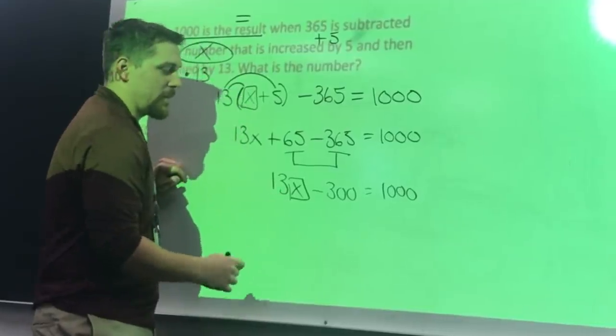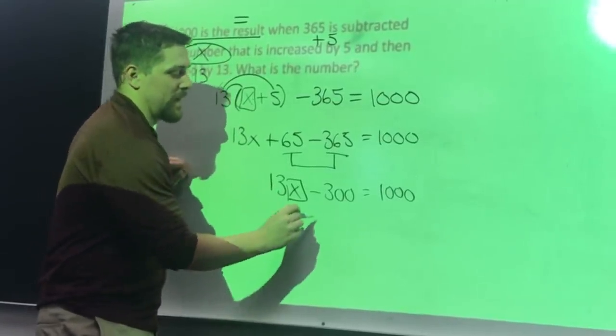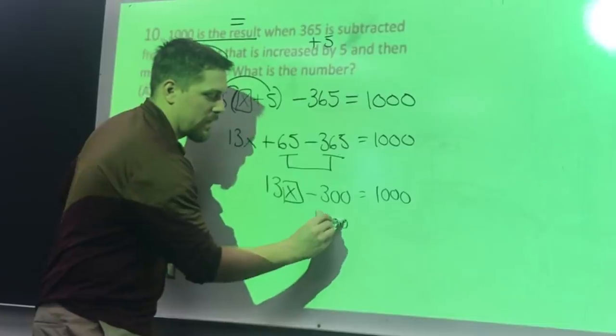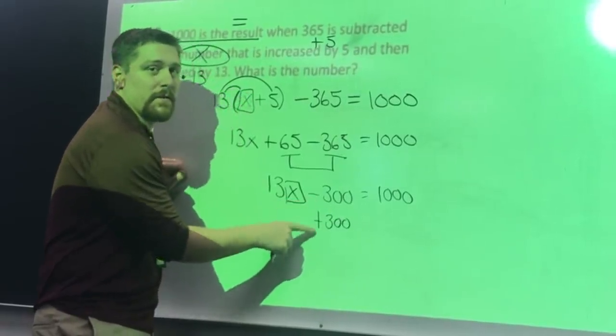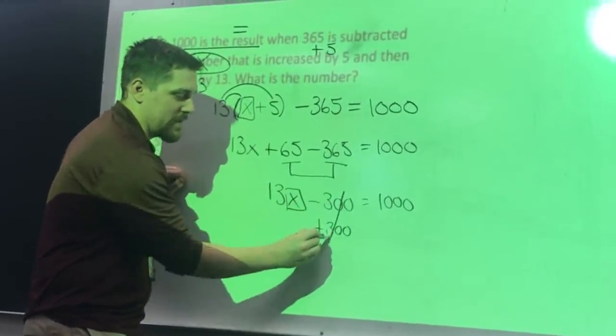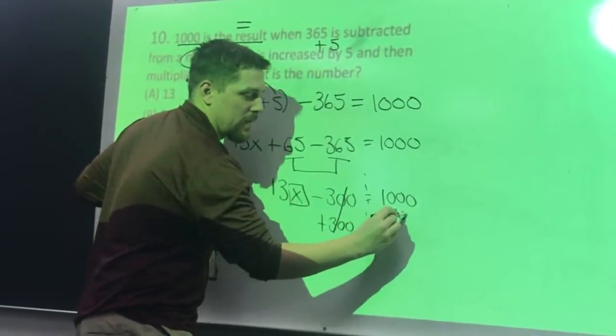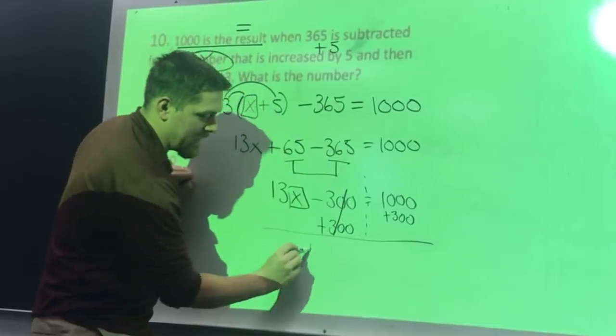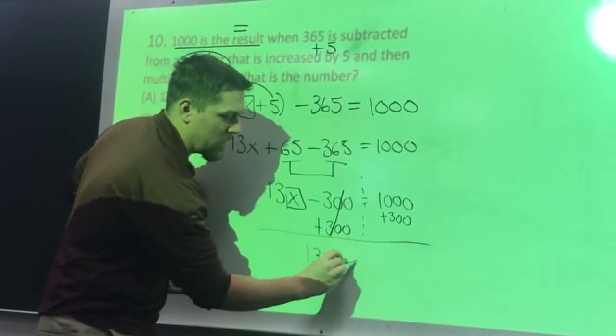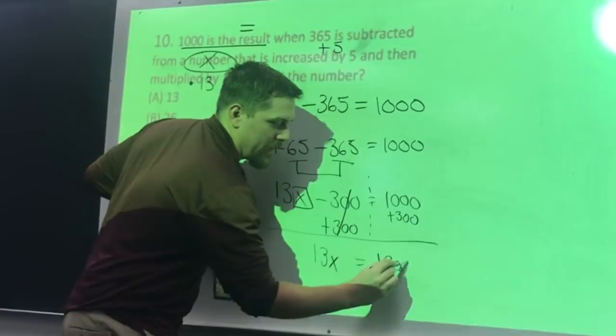I've got to do inverse operations, so I have to do inverse PEMDAS. So I have to add 300 because the opposite of subtracting 300 is adding 300. These cancel. What I do to one side, I have to do to the other. This gives me 13x is equal to 1,300 now.